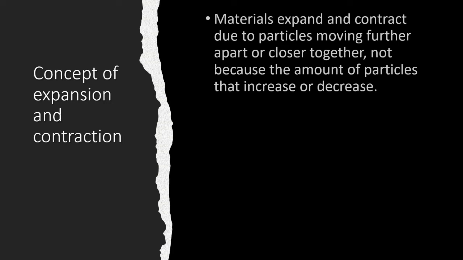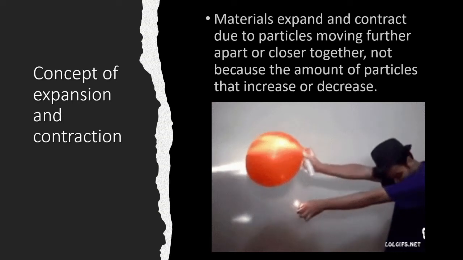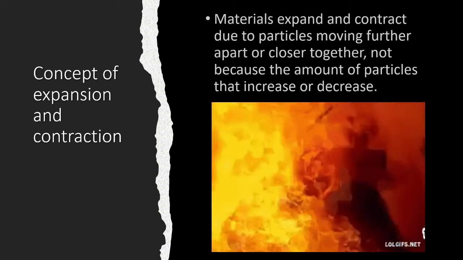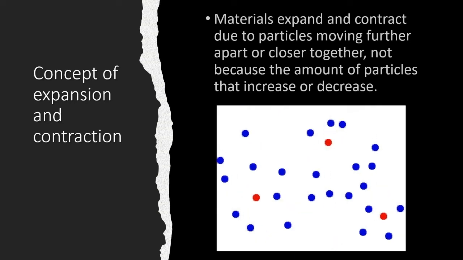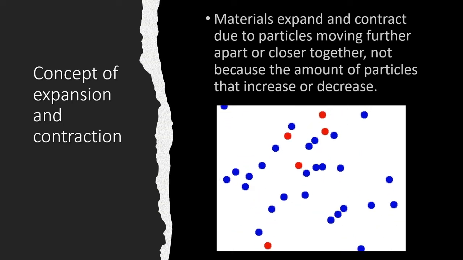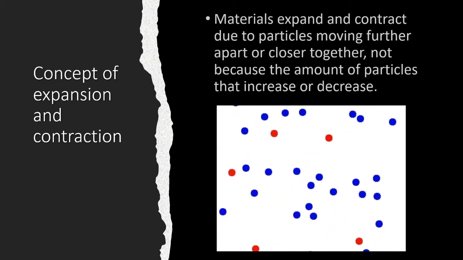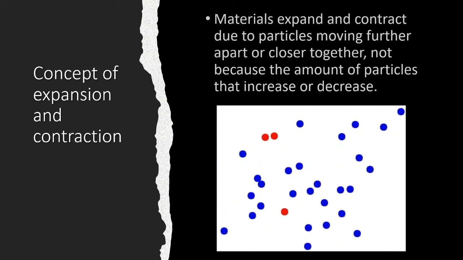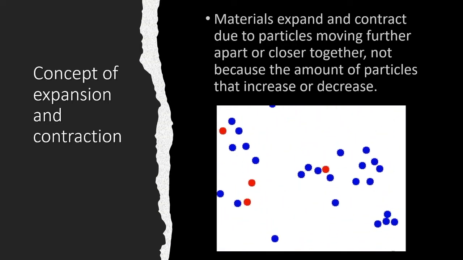What is important to remember about the concepts of expansion and contraction is that it is not the amount, the mass, or the size of the particles that change. It is only the spaces found between the particles that will either become bigger when expansion occurs or become smaller when contraction occurs. That is the only factor that changes for expansion and contraction.